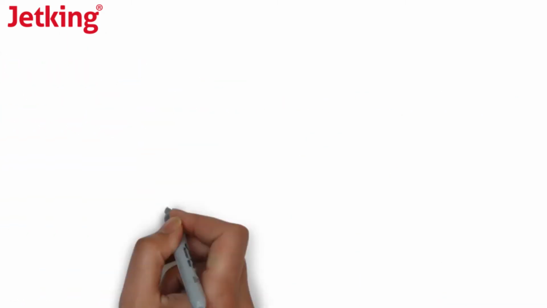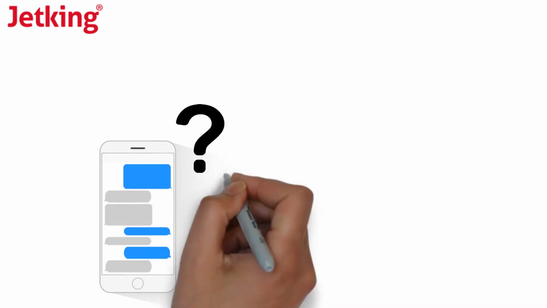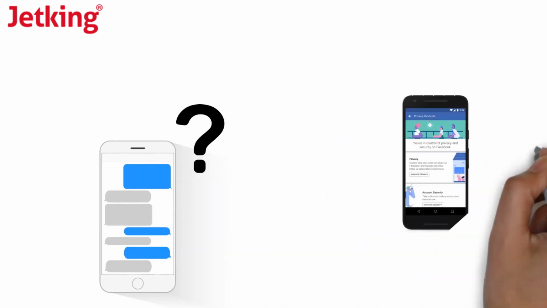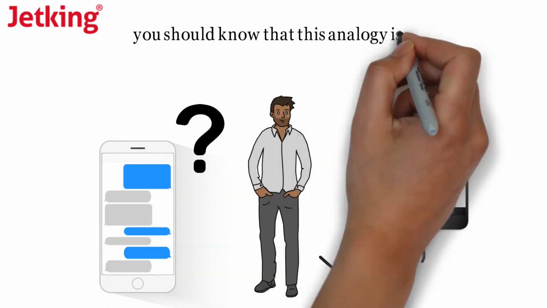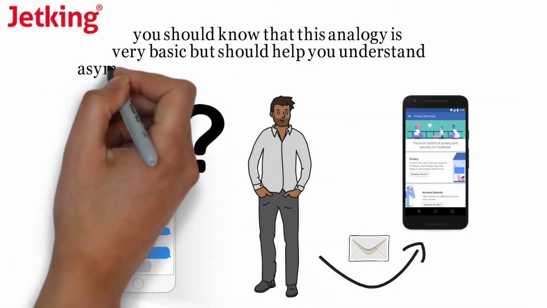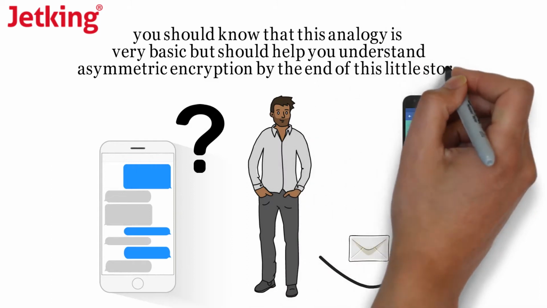While she is over and feeding you chocolates, she gets a text from her sister. And so you ask her about her sister. Then you find her sister on Facebook. And before you know it, you're considering writing a similar letter to her sister. Now, before we continue, you should know that this analogy is very basic, but should help you understand asymmetric encryption by the end of this little story.